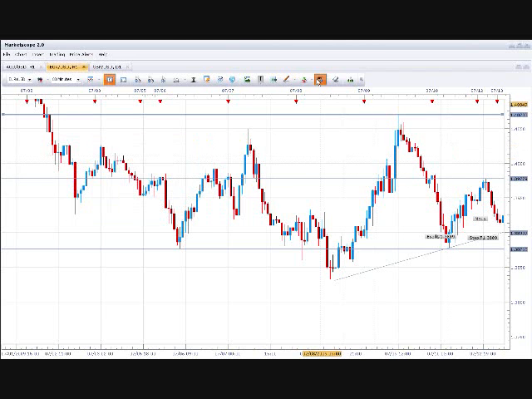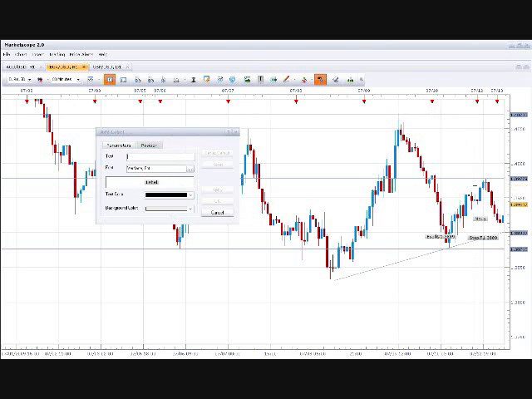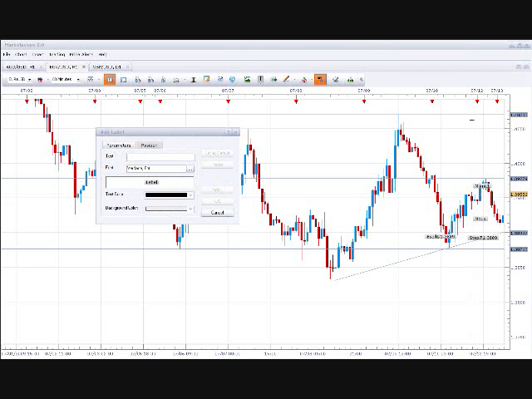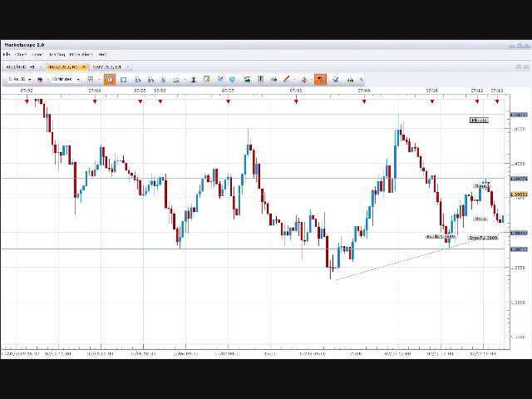Okay, so I'm going to now put M limit 1. M is market order limit 1. And then M limit 2. So that is the second limit. So we have now our primary order complete.